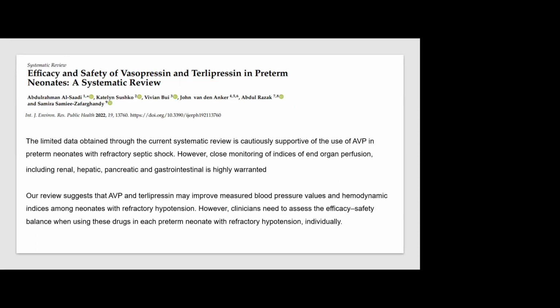There's another systematic review which looked at the role of vasopressin and its synthetic analog terlipressin in preterm neonates, and they found that vasopressin was effective in treating refractory septic shock and also refractory hypotension due to any other reason. But one should be very cautious when using vasopressin in patients with refractory hypotension, and end organ function monitoring is very important, like renal, hepatic, pancreatic, and gastrointestinal perfusion, as it causes significant vasoconstriction.